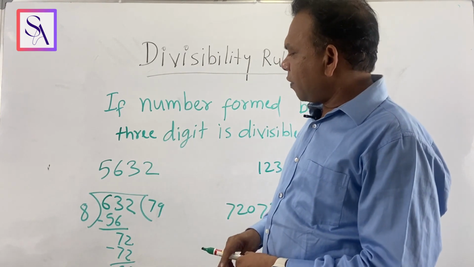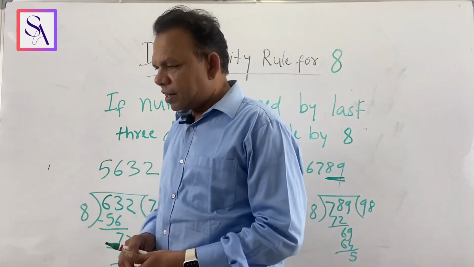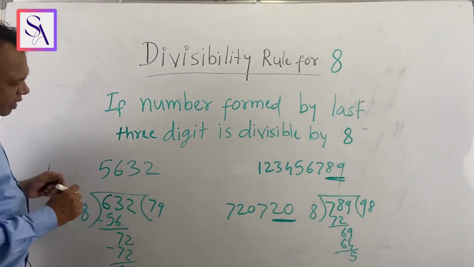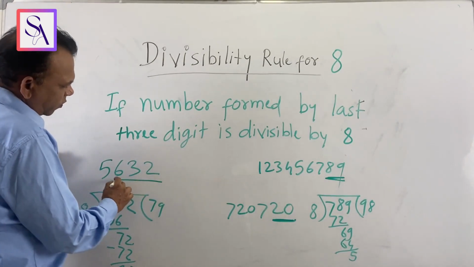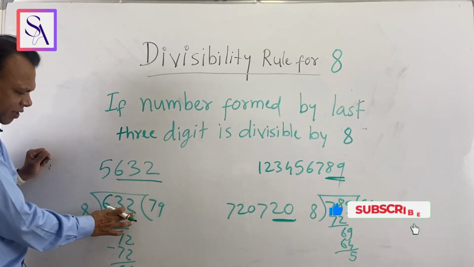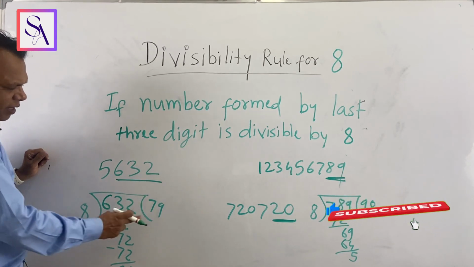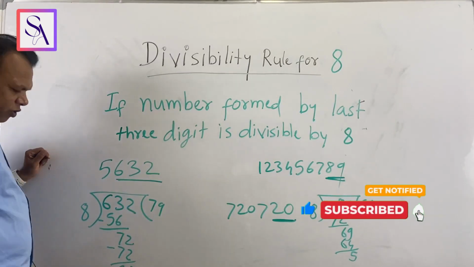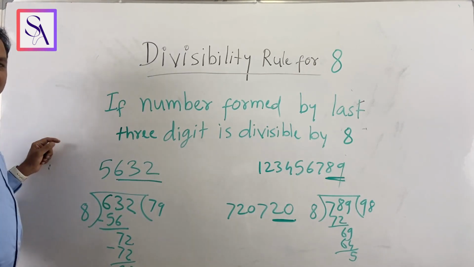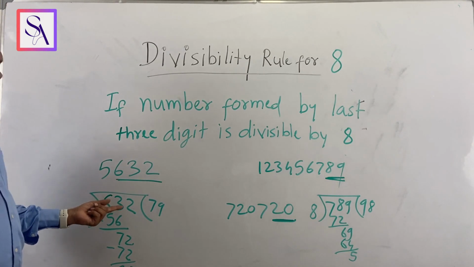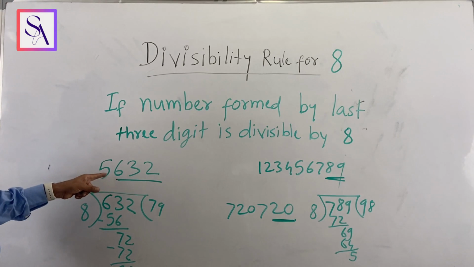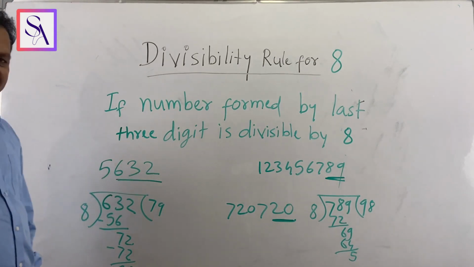Take an example like 5632. So 5632 is the number. Last three digits are 632, and the number formed is 632. If I divide 632 by 8, then 79 is the quotient, remainder is 0. So I can exactly divide the 632. So 632 is divisible by 8. Hence this 5632 number is divisible by 8.